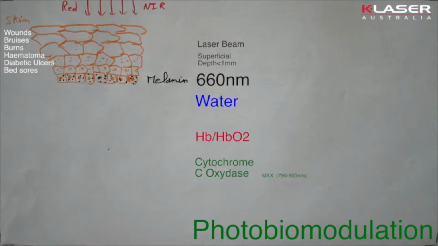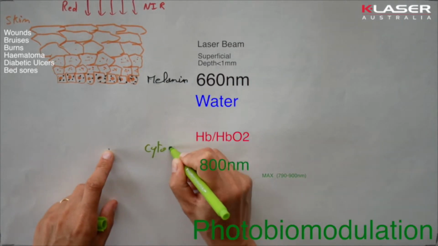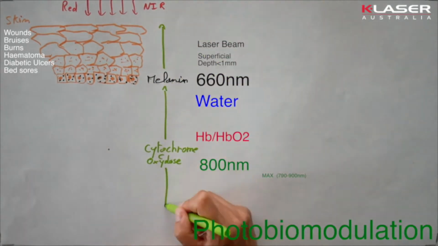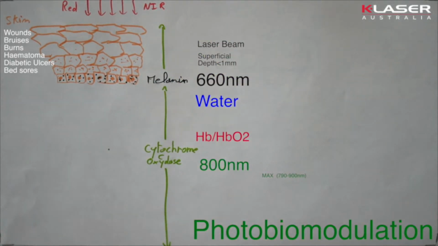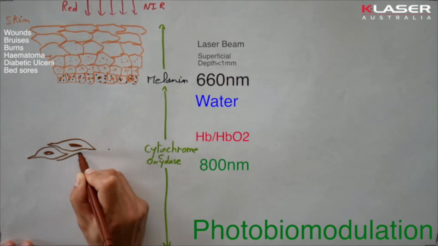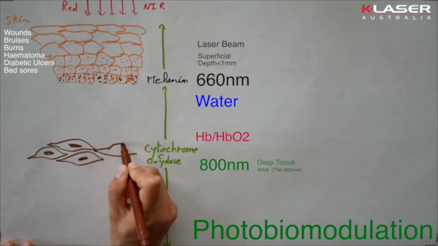The 800 nanometers wavelength targets some melanin as well, but the main target is the cytochrome C oxidase. This wavelength is in the optimal bracket for maximal effect of photobiomodulation. It can reach superficial and deep tissues.